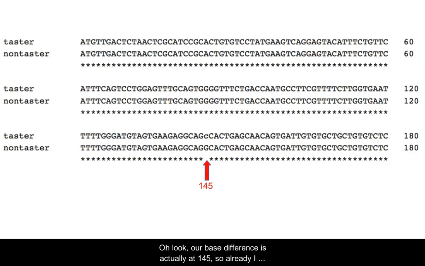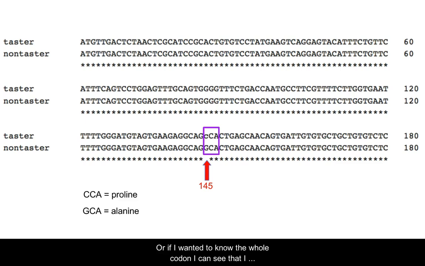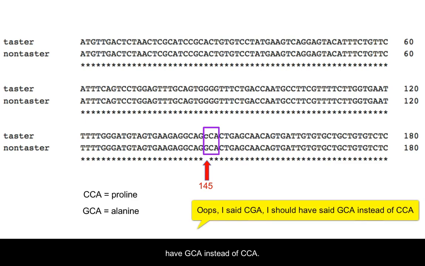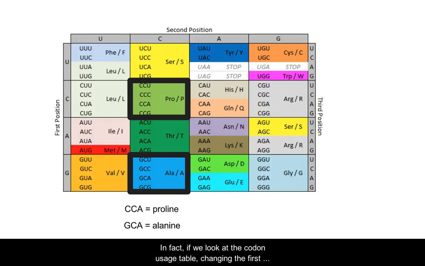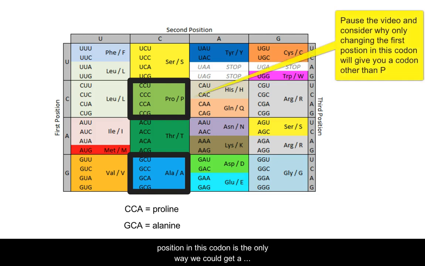Oh look, our base difference is actually at base 145. So I already know that the base change that gave us an alanine instead of a proline was the change from a C to a G. If I wanted to know the whole codon, I can see that I have a CGA instead of a CCA. In fact, if we look at the codon usage table, changing the first position in this codon is the only way we can get a different amino acid from proline.